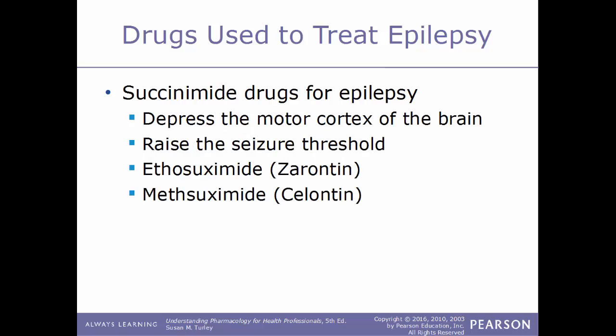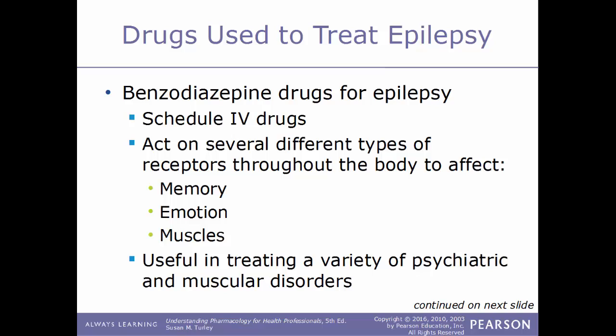Another category of drugs that are used to treat epilepsy are the succinimide drugs. And these act by depressing the motor cortex of the brain. And these also act by raising the seizure threshold. Some examples of this category of drugs: ethosuximide, sold under the trade name Zarontin; methsuximide, sold under the brand name Celontin.